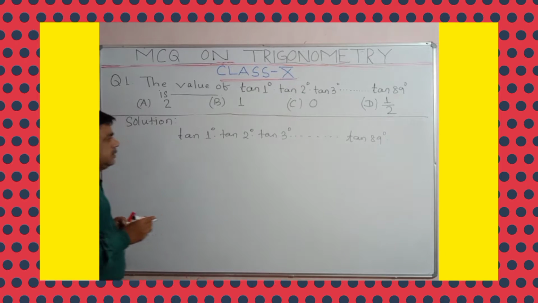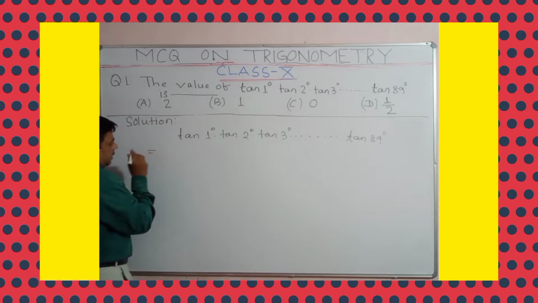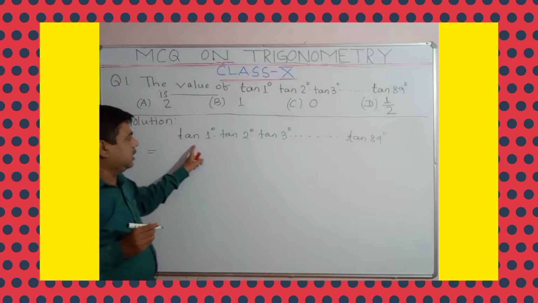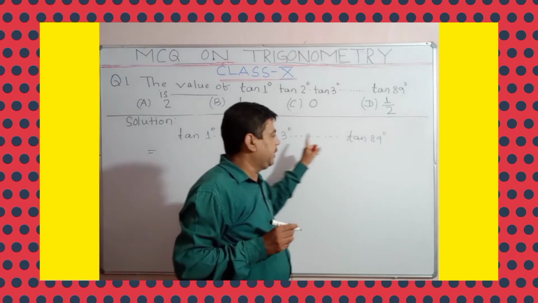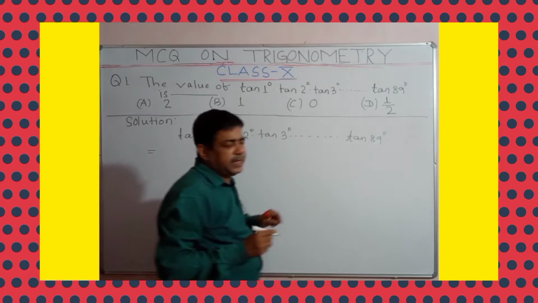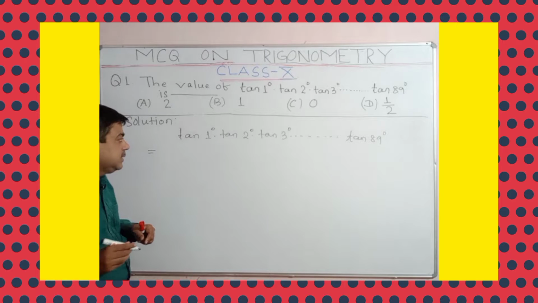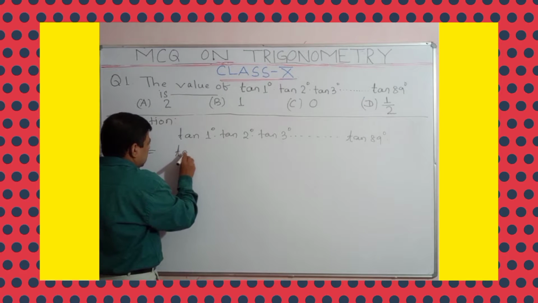Is it clear? Okay, so let us rewrite this. Tan 1 degree into tan 2 degree into tan 3 degree up to tan 89 degree. How many times? 1, 2, 3 up to 89 times tan has been multiplied. Yes or no?